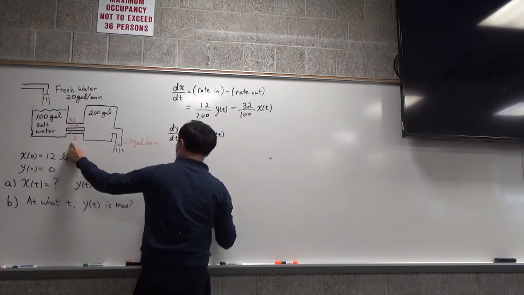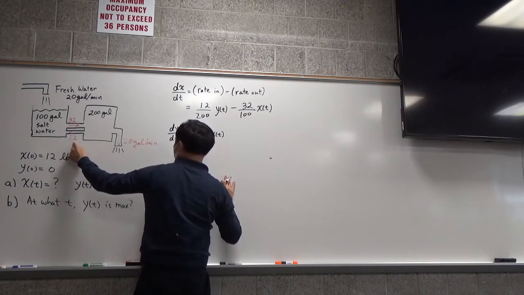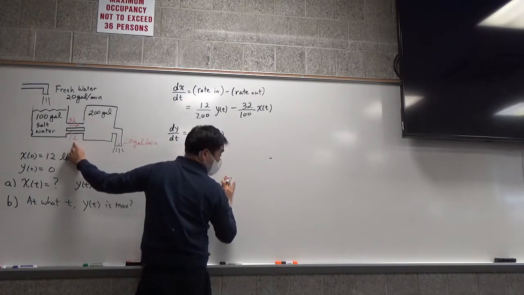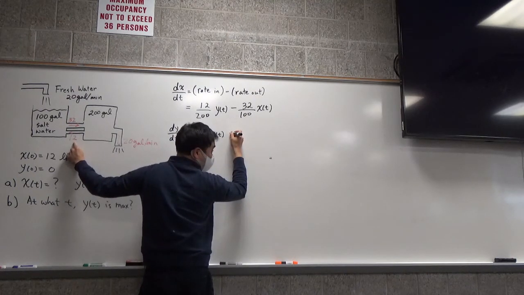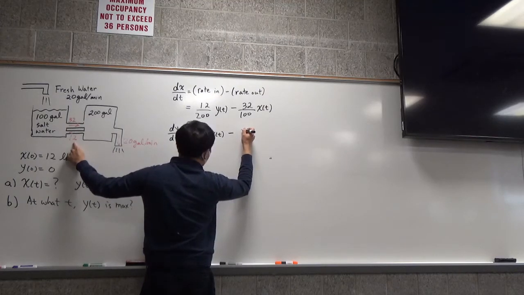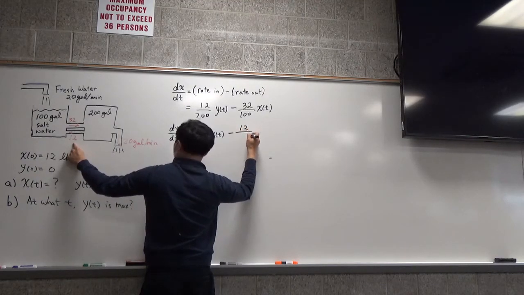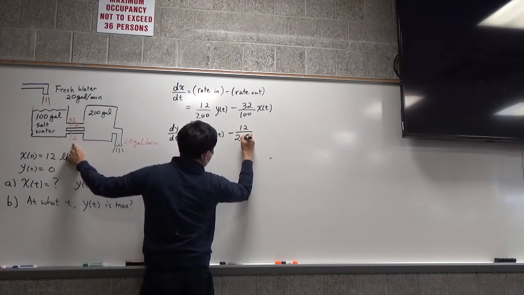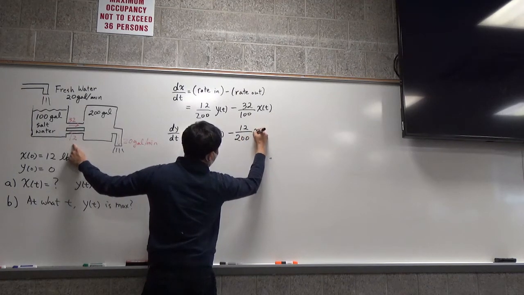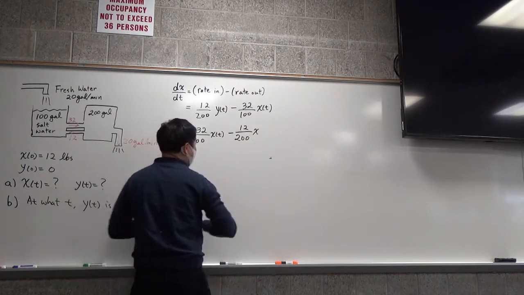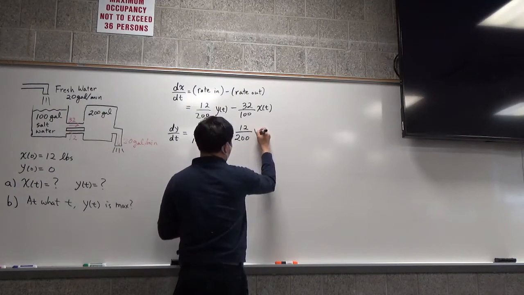Okay, how about this one? What is that? Is that losing or gaining? Losing. Losing, so we put plus or minus? Minus. Minus, and what do you put? 12 over 200. Oh, y of t, you're right. Yeah. Thank you. So you really understand what's going on.